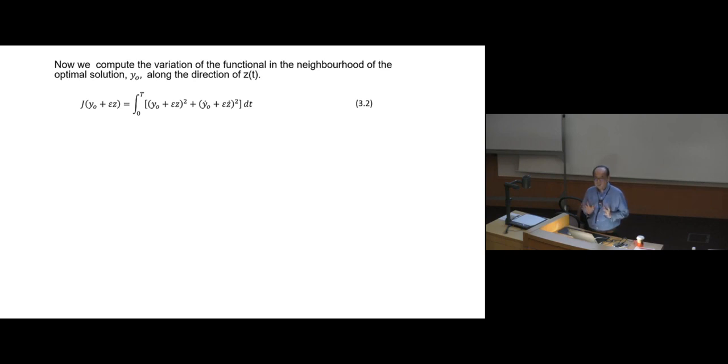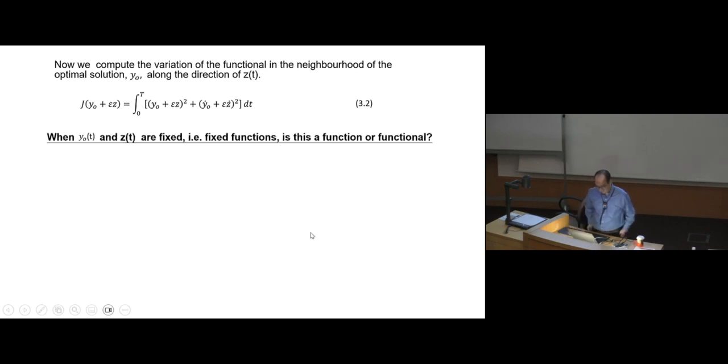Okay? Straightforward, right? But remember, we already know, in this expression, we say y naught is the optimal solution. We assume that I already found it. It's fixed. Then how about this z? We say z is a direction I want to check. But if I pick that direction, I also fix that direction. So z also is fixed. If I give an integral like this, y naught is fixed, z is also fixed, right? Then you have one variable, epsilon, right?